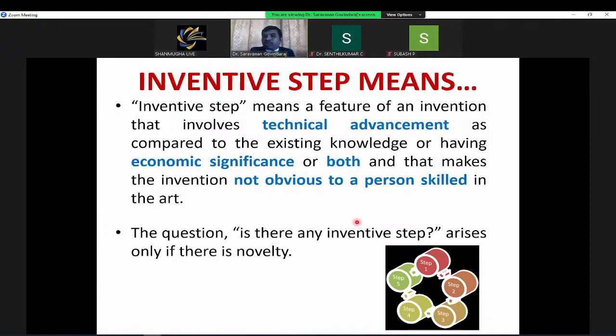When will the question of inventive step arise? If your product or your process is novel, if it is new, then only the question will arise: is there any inventive step?